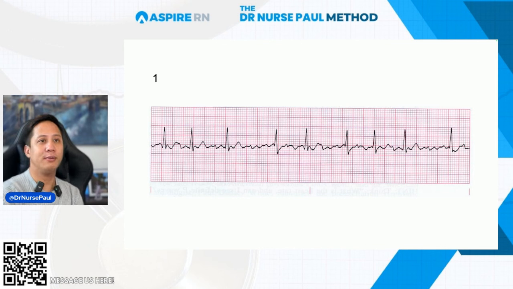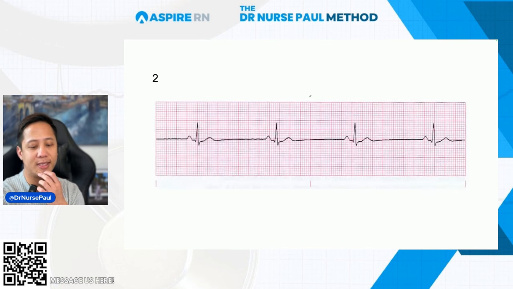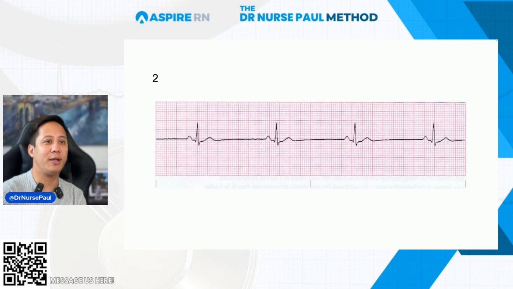Number two. Oops, what happened? Okay, number two. Hold on, guys. Okay. Number two, this is sinus bradycardia because everything looks normal, right? Everything looks normal to me, except the rate. This is 40 per minute, sinus bradycardia, right?